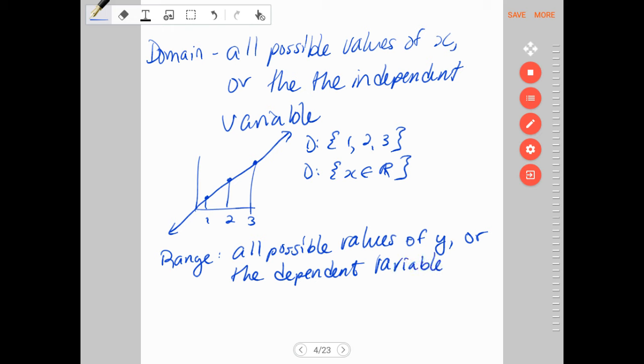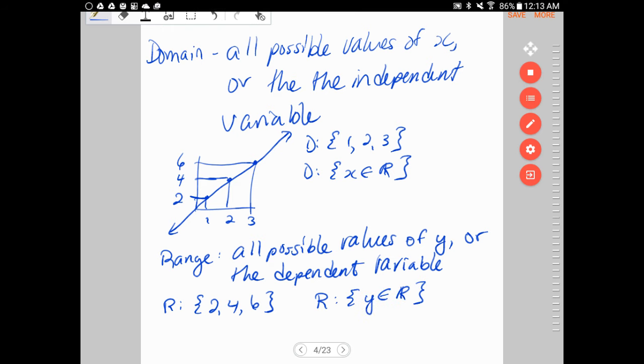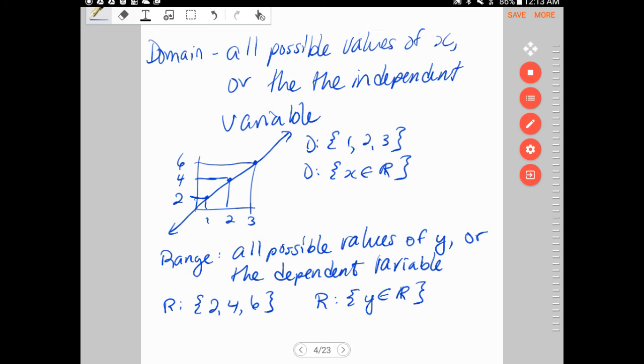So again, let's say that this is going up by 2, so that could be 2, 4, and 6 if we were just to draw the dots. Or again, if we were to draw the line straight through, the range would be y belongs to reals. So that happens when you have discrete data. Discrete is when they're not connected, or when you have continuous data, then you get x belongs to reals, and that's of course when all points are connected. They're so close together, they just form a straight line.